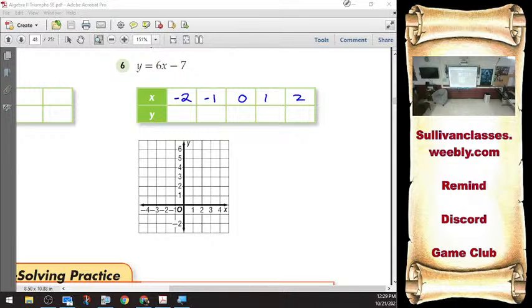Your x's. You have to plug that in. You're going to do 6 times a thing minus 7 to get your y. So you got a calculator. What's 6 times -2? Minus 7. And then take that, minus 7. So that's not going to fit on our graph. Do it again. Keep going.